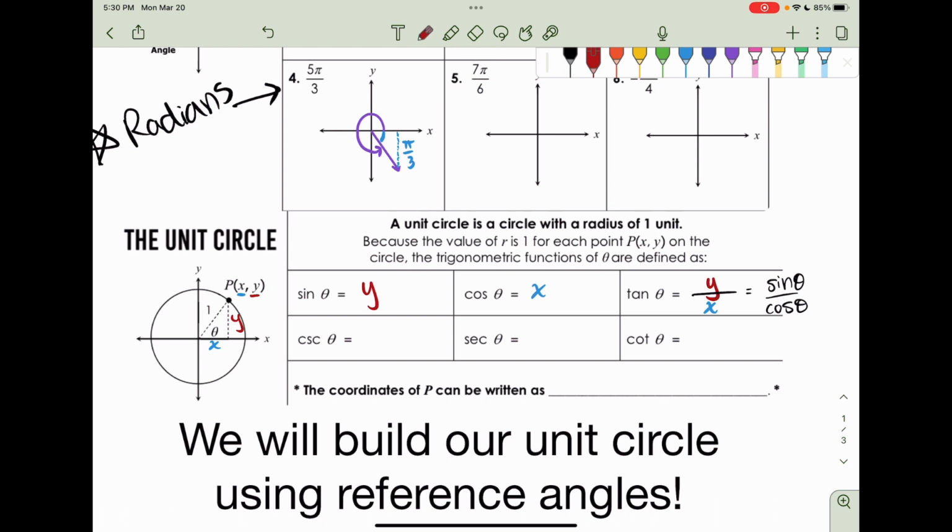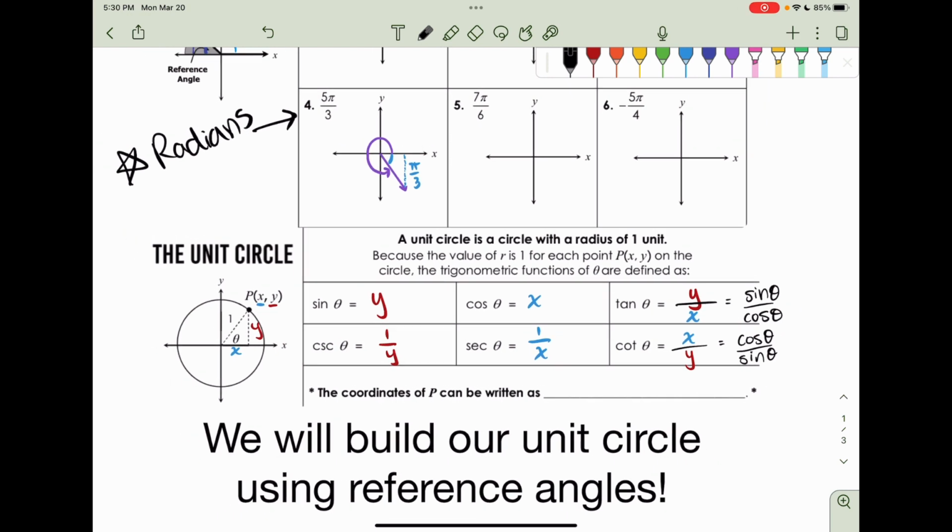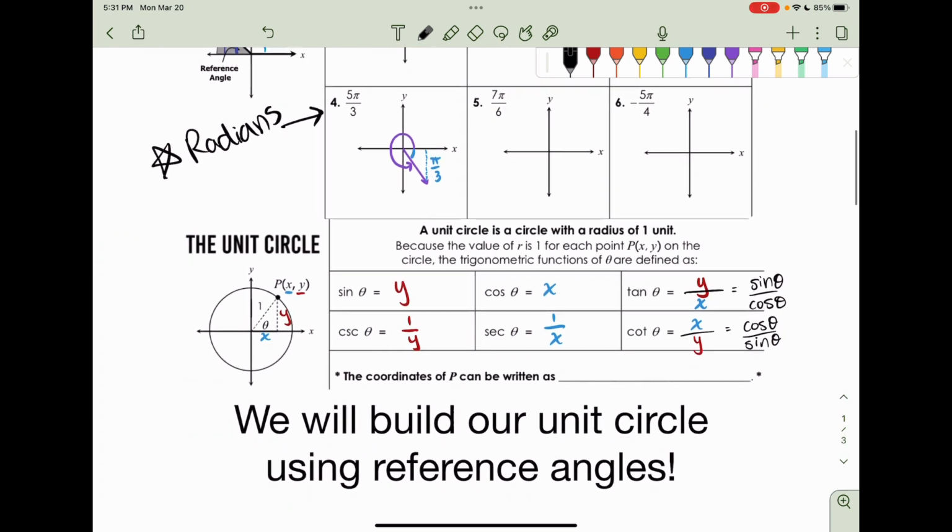Cosecant is the reciprocal function of sine. I always remember that c's goes with s's, so sine goes with cosecant, and cosine goes with secant. So the reciprocal of y over 1 is 1 over y, and so our cosecant function will be 1 over y. Our secant function similarly will be 1 over x, and the cotangent function will be x over y. And similarly, the reciprocal of sine over cosine is cosine over sine. So cotangent is cosine over sine. For now, just focus on sine over cosine. Tangent is sine over cosine. That will always, always, always be true, no matter what theta is.